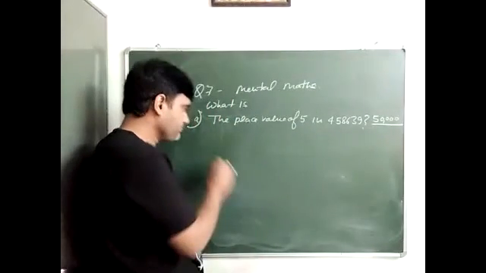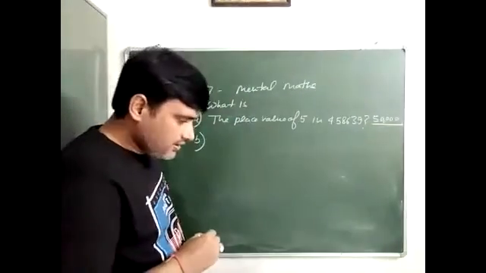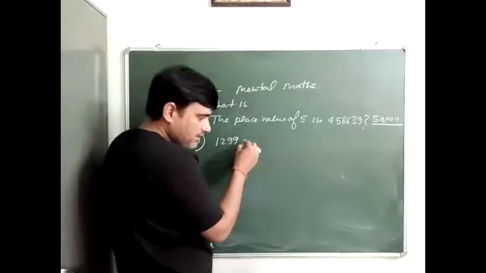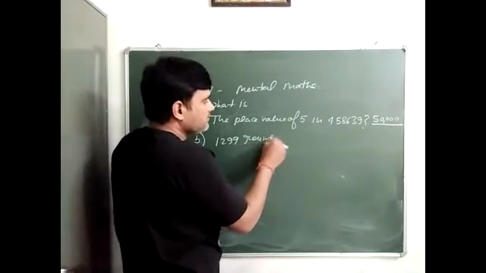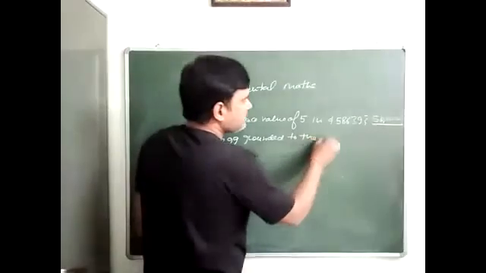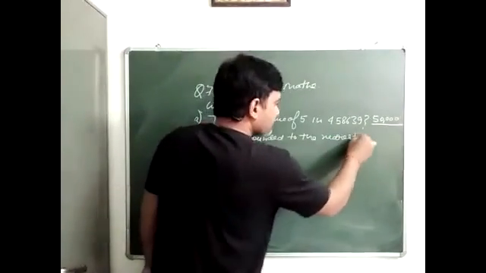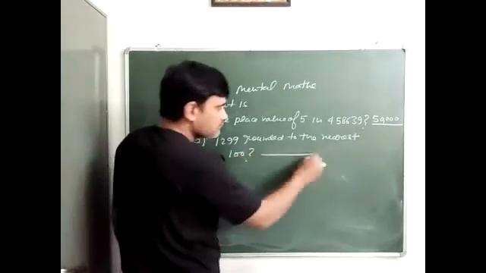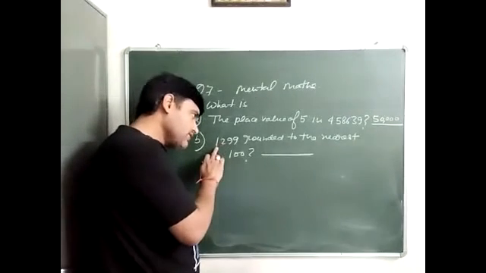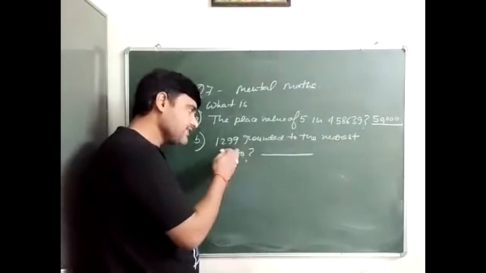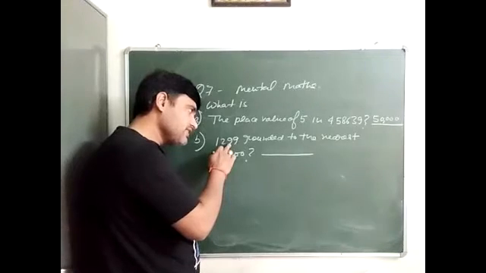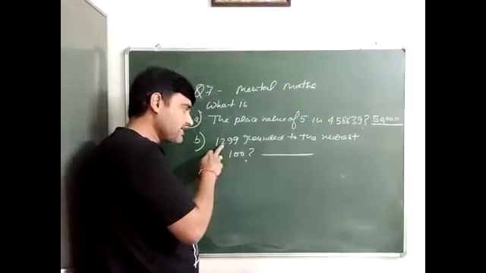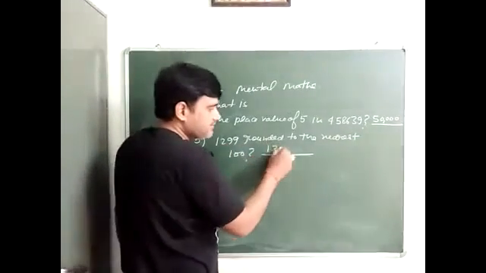B. 1299 rounded to the nearest 100. When we round 1299 to nearest 100, first we check tens position. It is 9. 9 is greater than 5. Now 1 added to 2, we get 1300. Okay.